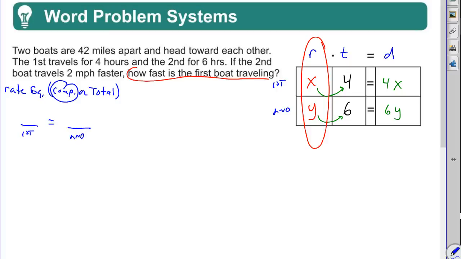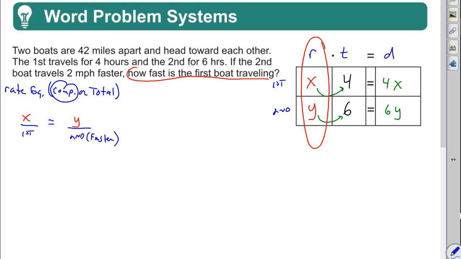The template for comparisons is the first equals the second. What's the rate of the first? My chart tells me, it's x. What's the rate of the second? My chart says it's y. Now, I still have to figure in this 2 miles an hour faster. Which one is faster, the first or the second? The second. So I'm going to put the 2 here by the faster.